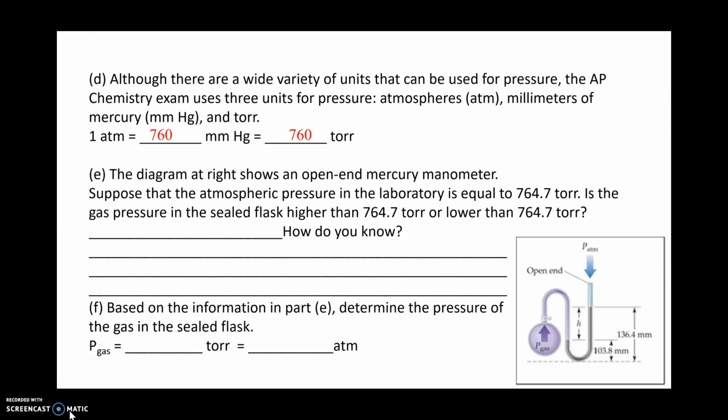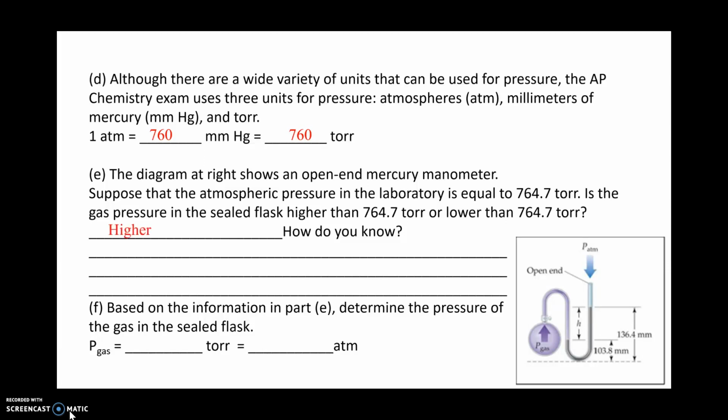So now we've got a little problem here on the right. We've got a pressure of a gas. It's coming up out of this flask or this container, and it's pushing a column of mercury up, and we want to know something about the pressure of the gas in the sealed flask. So the question says, the diagram at the right shows an open-end mercury manometer. Suppose the atmospheric pressure in the laboratory is equal to 764.7 torr. Is the gas pressure in the sealed flask higher than that or lower than that? And how do you know?